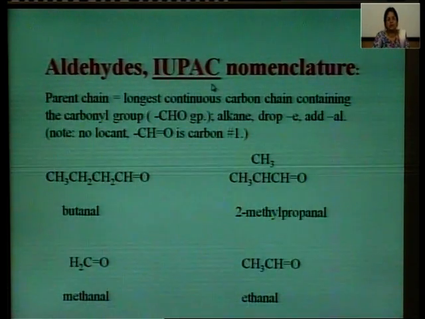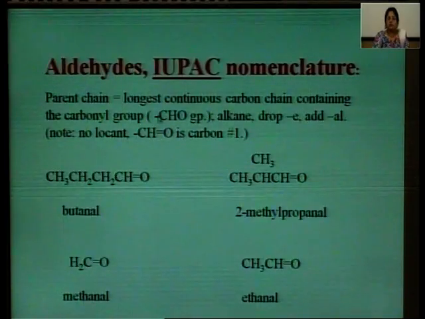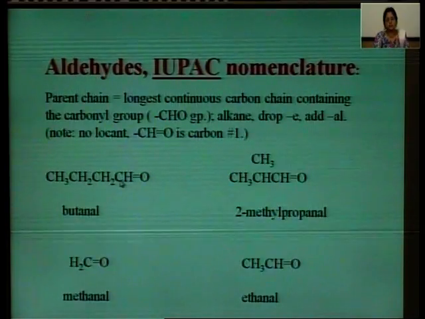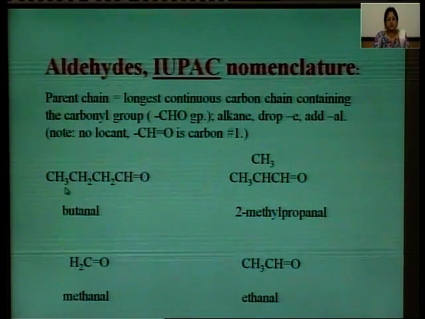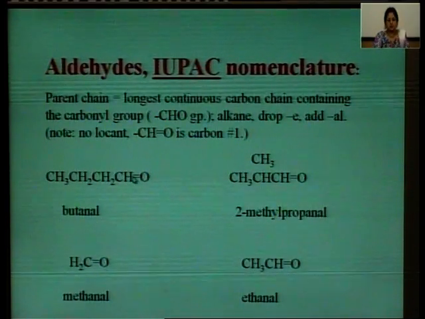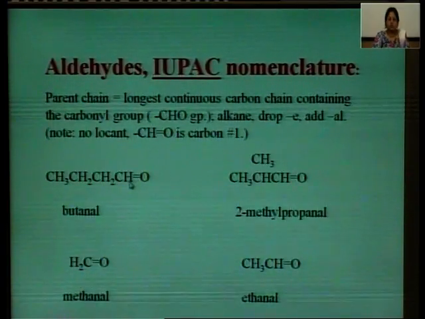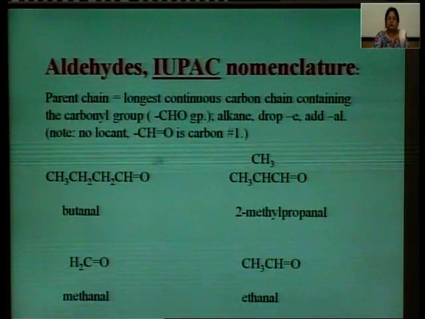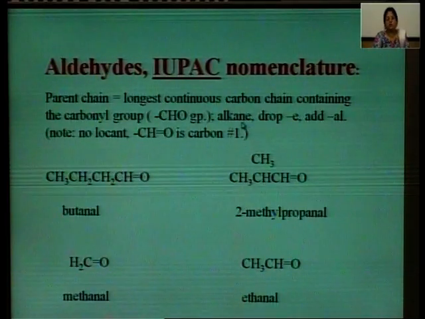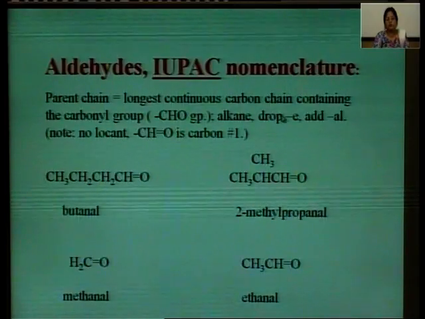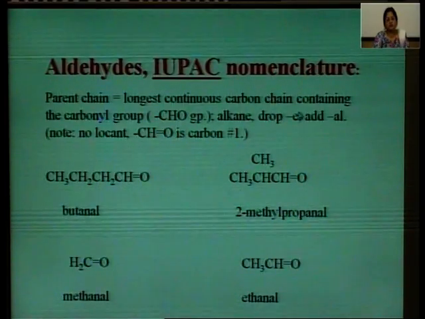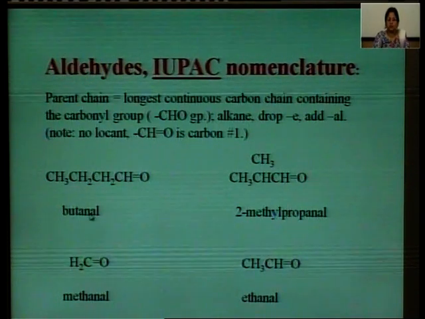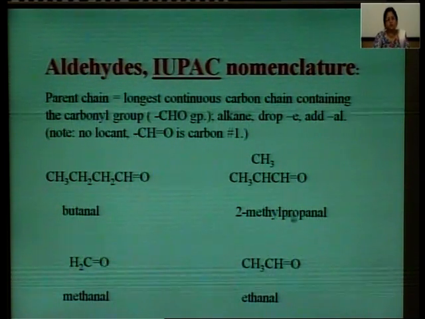Coming to the IUPAC names of the aldehydes. During the IUPAC naming of the aldehydes, first of all we select the longest continuous carbon chain containing the carbonyl function, that is the CHO function. Always the CHO group is numbered as 1, and we name the compound depending upon the name of the corresponding alkane. We drop the alphabet E and add al, that is from butane it is butanal. This compound is 2-methyl propanal.